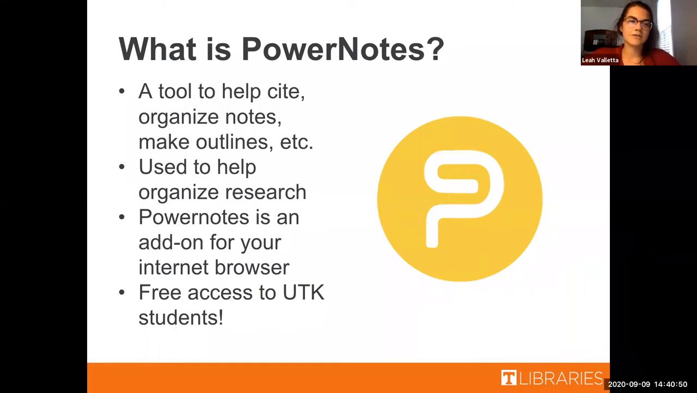So basically, you can highlight any text or images that you're looking at. You can save them to a project, and then later you can add notes to the snippets that you've highlighted as you go. It will allow you to create an outline when you save things. So you'll have different projects you can work on, and then you can have different topics within those projects where you can save specific quotes or specific parts of articles or books or whatever you're looking at on your computer.